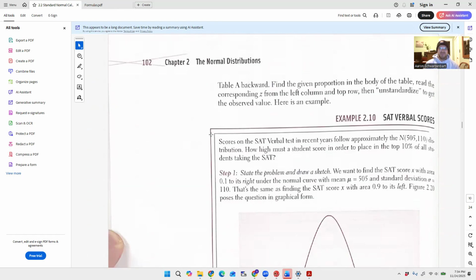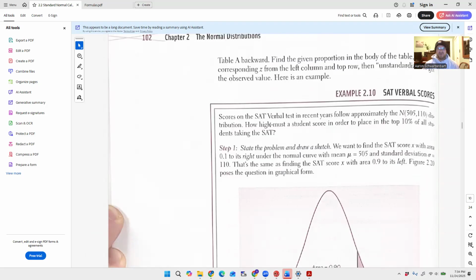Okay, now going the other way. So this is the standard normal score for SAT verbal. This was a lot of years ago, but N(505, 110), meaning mean of 505, standard deviation of 110. How high must a student score to score in the top 10%? Scoring in the top 10% would be greater than the 90th percentile.